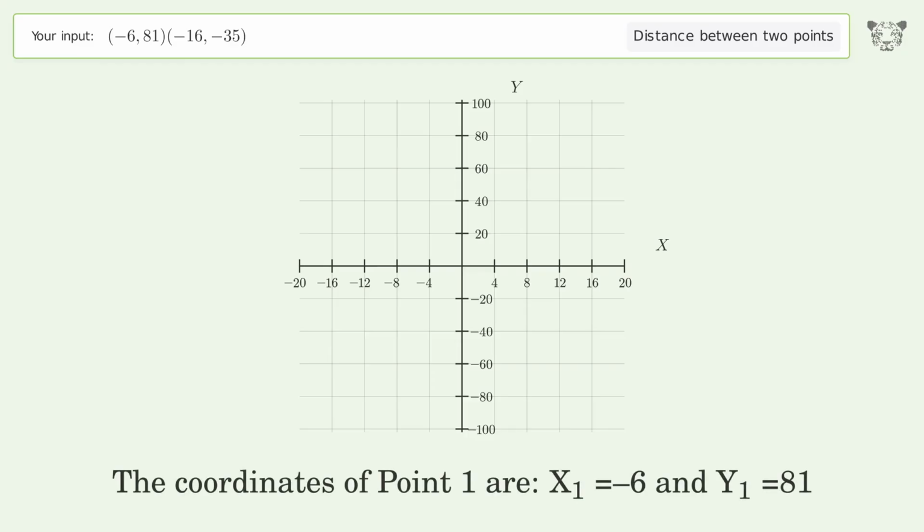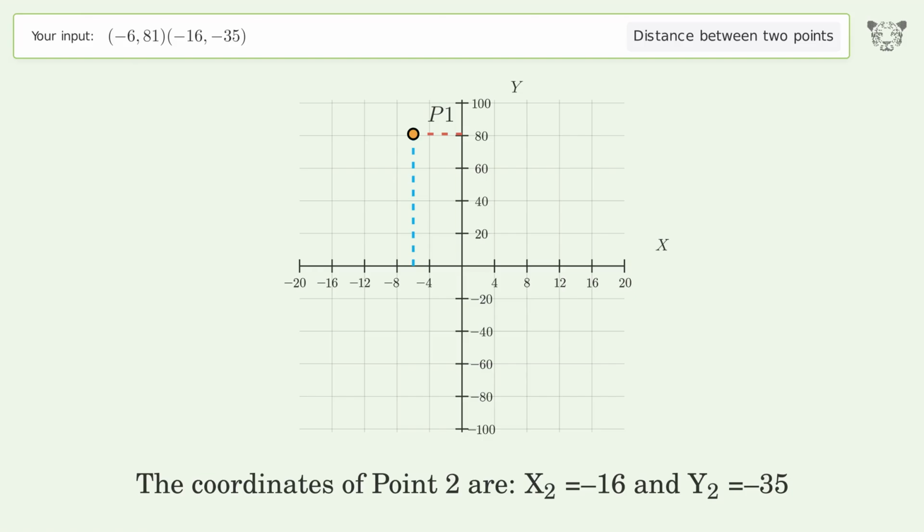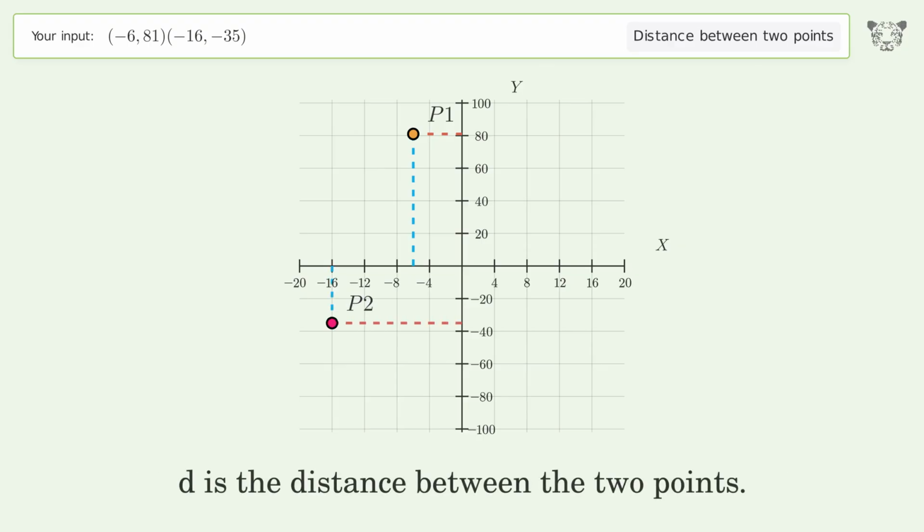The coordinates of point 1 are x1 equals -6 and y1 equals 81. The coordinates of point 2 are x2 equals -16 and y2 equals -35. D is the distance between the 2 points.